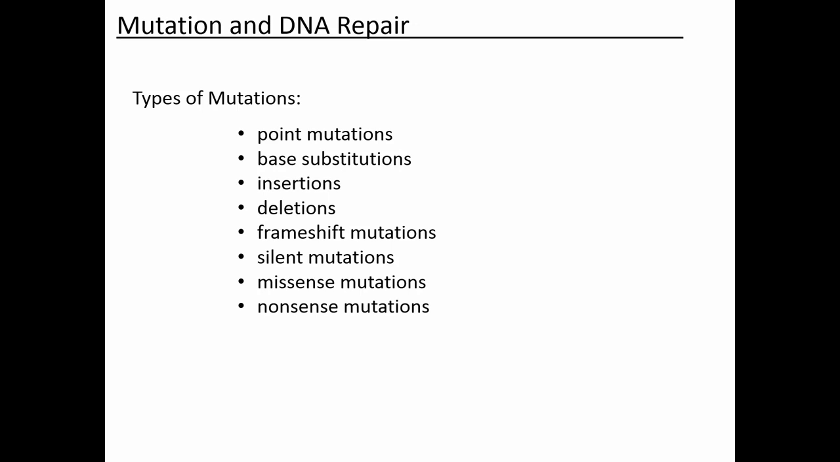And then for the last four, their names come from the effect that they have on the protein that's produced by the gene that codes for that protein. A frameshift mutation is any mutation that shifts the reading frame. Another way of saying that is it's any mutation that moves the reading frame, and I'll explain that in just a second.